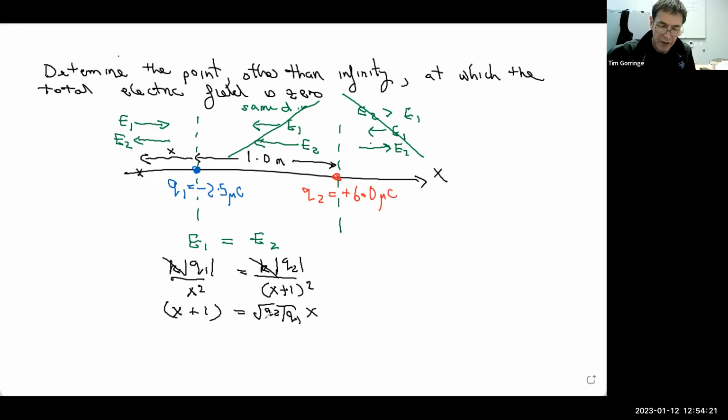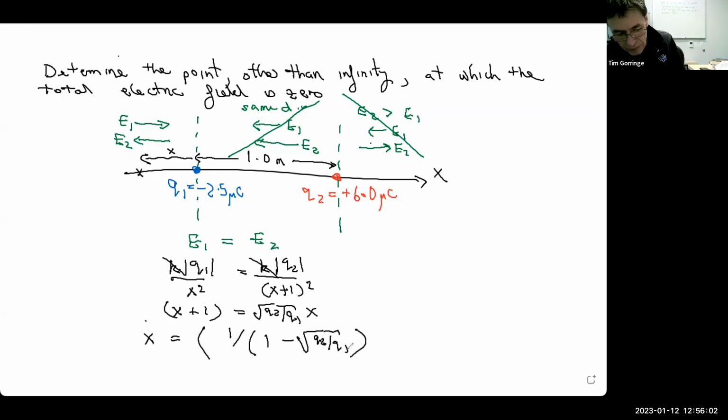What I would do is group together on one side of the equal sign the terms involving an x, and group together on the other side the terms that don't involve an x, and then I can write the equation just for x. When you do that, you get the following equation. In this equation for x, we've got x on the left-hand side, and on the right-hand side a function of the two charges: 1 over 1 minus the square root of the ratio of the charges.